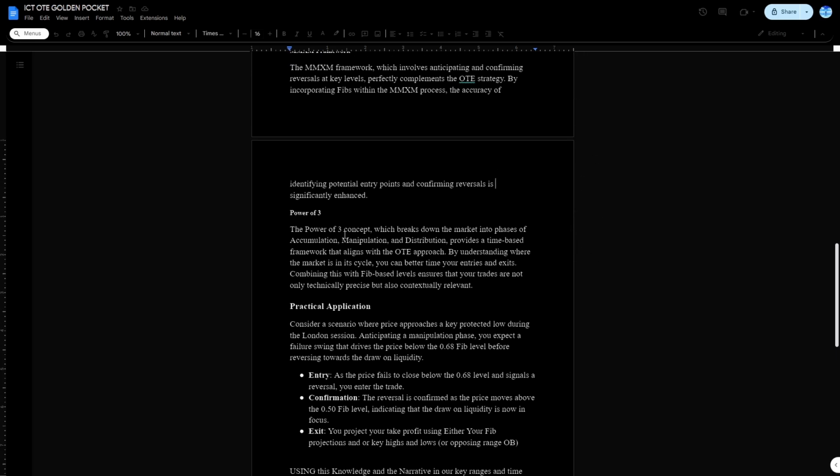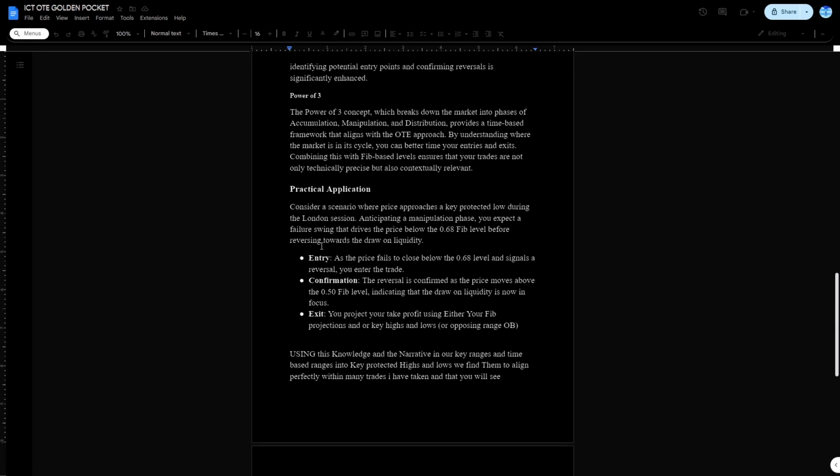We always use our power of 3 concept, which breaks down the market into phases of AMD. It provides the time-based framework that aligns with the OTE approach. By understanding where the market is in a cycle, you can better understand your time-based entries and exits. Combining this with the fib-based levels, it ensures your trades are not only technically precise, but contextually relevant.